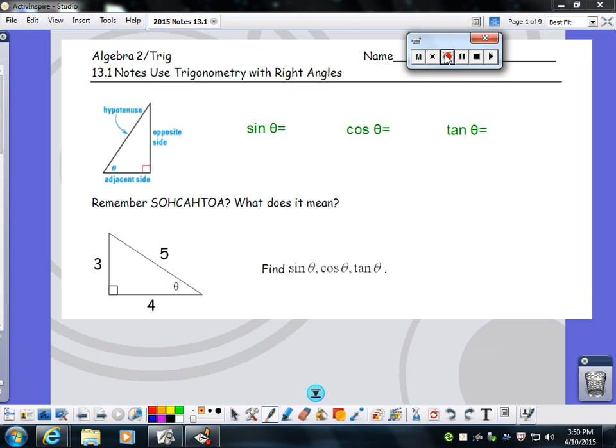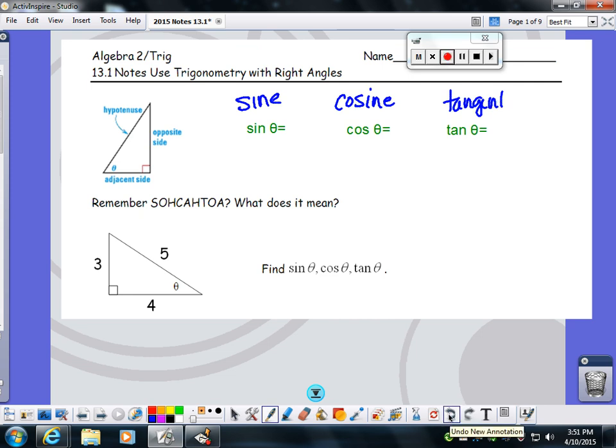All right, so remember we read this as sine of theta. SIN is the abbreviation for sine, COS is the abbreviation for cosine, and TAN is the abbreviation for tangent. These are ratios for our different angles theta. So let's look at that ratio.